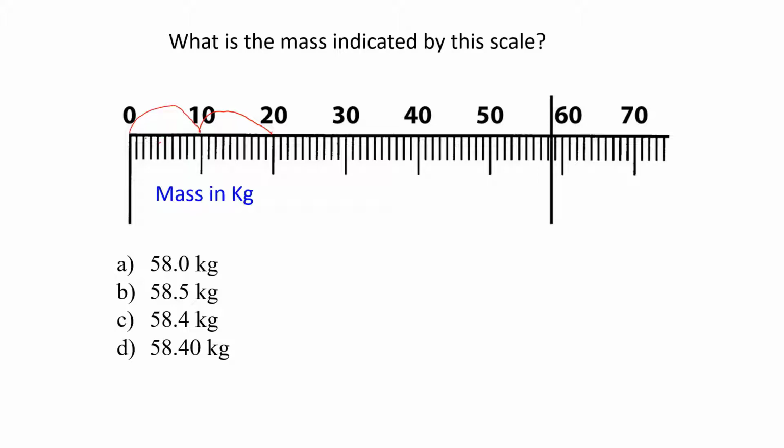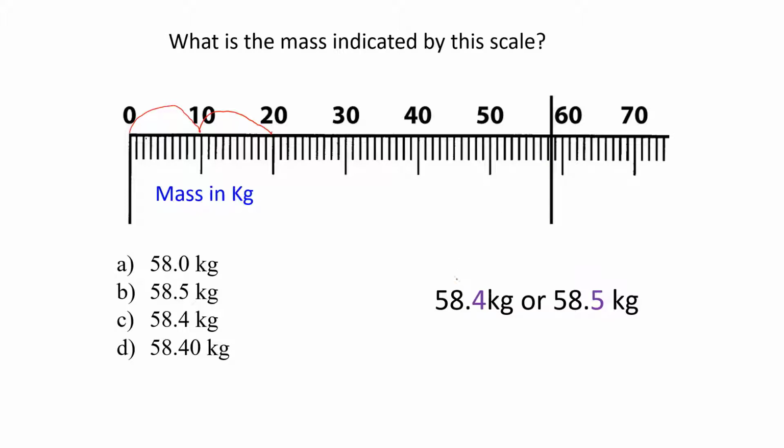Let us read the scale: 10, 20, 30, 40, 50. Now we can count the short lines: 1, 2, 3, 4, 5, 6, 7, 8. It is 58. But the indicator is between 58 and 59. So we have to make a rough estimation between 58 and 59. Let us see. I read it as 58.4 kilograms, but you might read it as 58.5 kilograms. Both these measurements are correct.